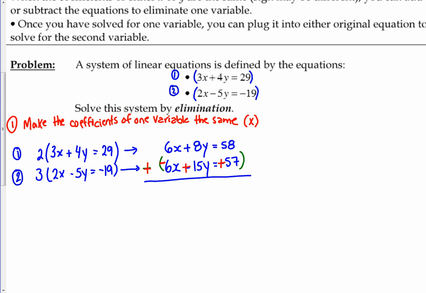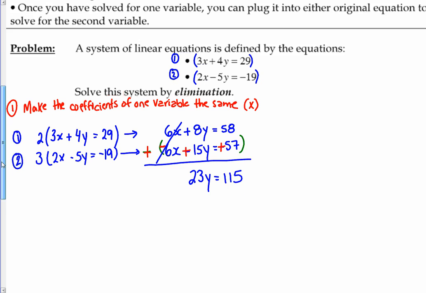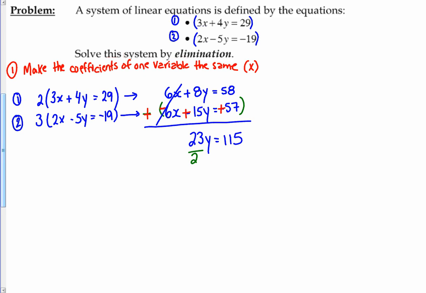What is 6 plus negative 6? It's 0. It's gone. 8 plus 15 is 23 y's equals 58 plus 57, which is 115. So it's called elimination because we are eliminating a variable by adding or subtracting equations together. Now divide both sides by 23, and y is equal to... is it 5? Yes, it is 5.